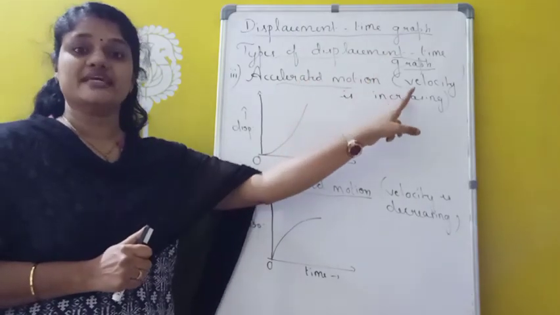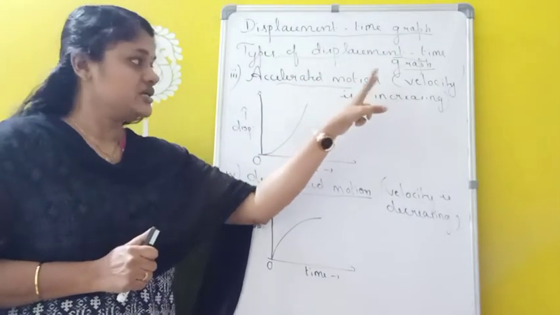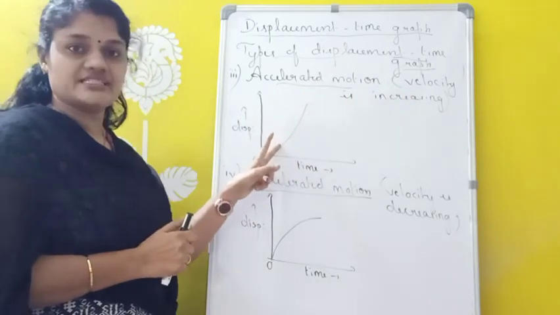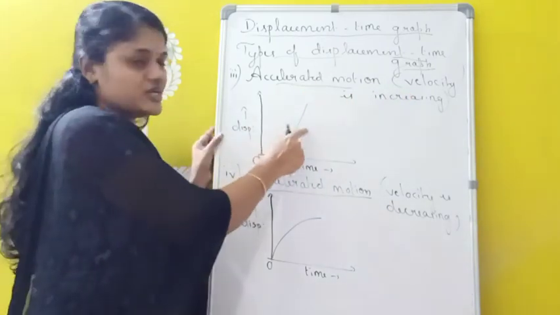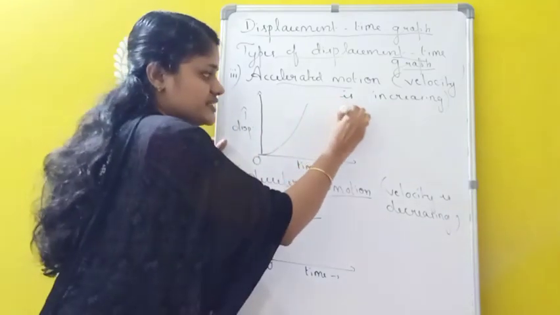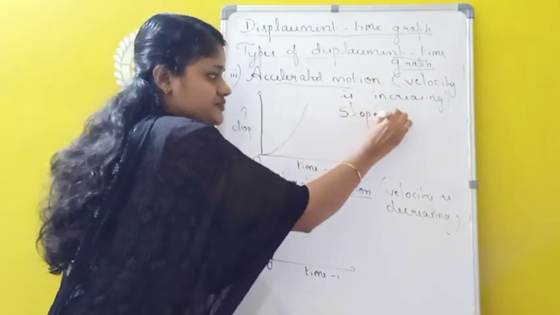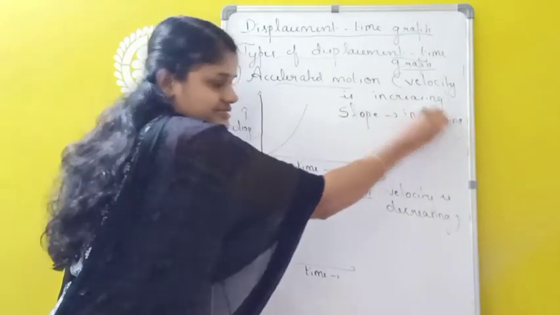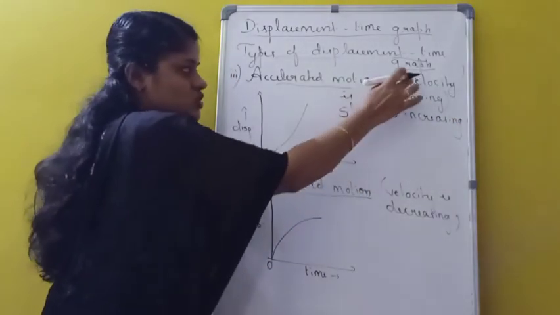Okay. Displacement time graph for accelerated motion. That means velocity is increasing. Velocity is not constant. So velocity is increasing means which one is increasing from this graph? Slope will give velocity. That means slope is also increasing. Since the slope is increasing, velocity also increases.